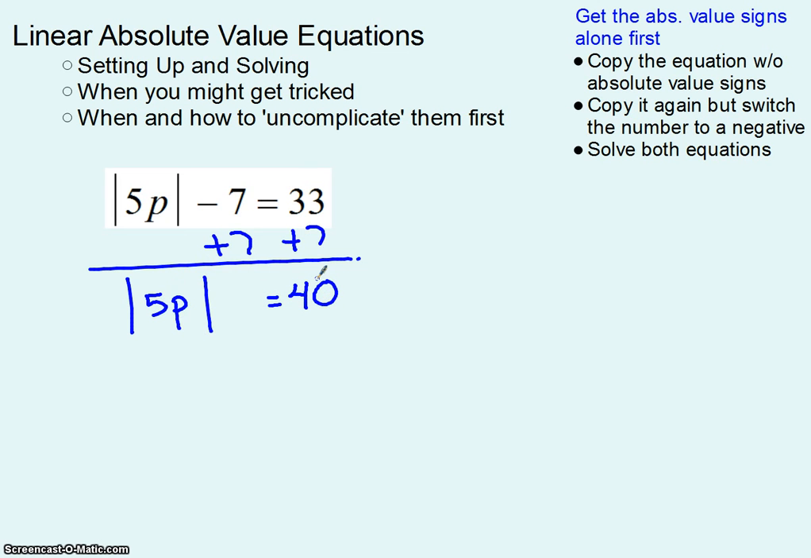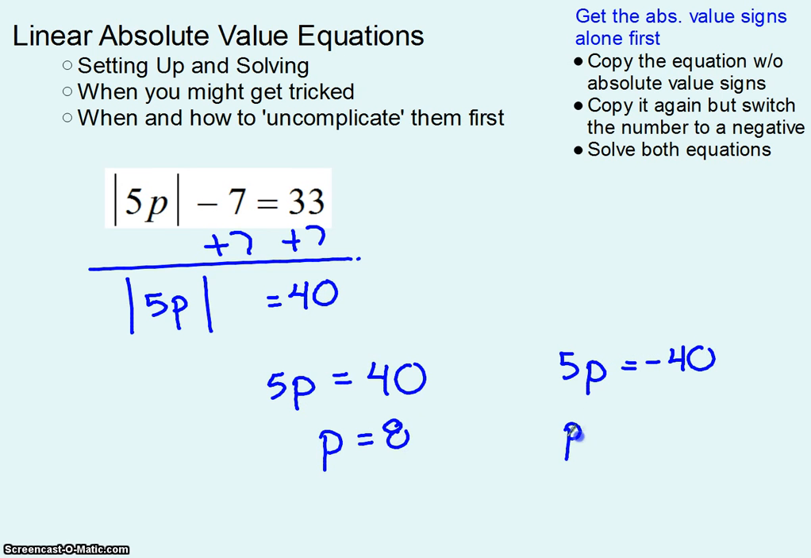And now you're ready to use the other three steps in the notes over there. You'll write 5p equals 40. Just write the thing without the absolute value sign. And 5p equals negative 40. And then solve each of them. p is going to equal 8. And p is going to equal negative 8.